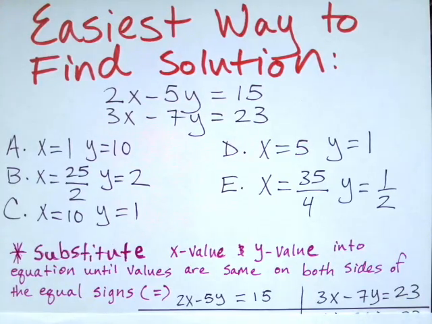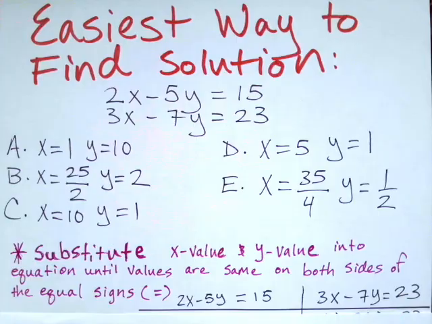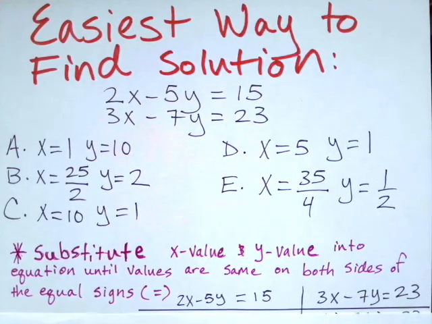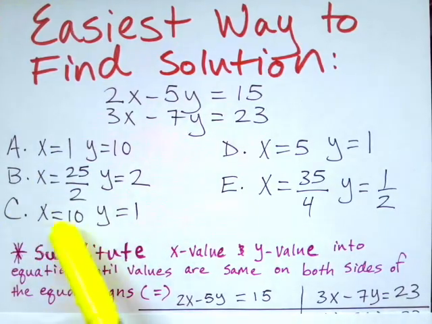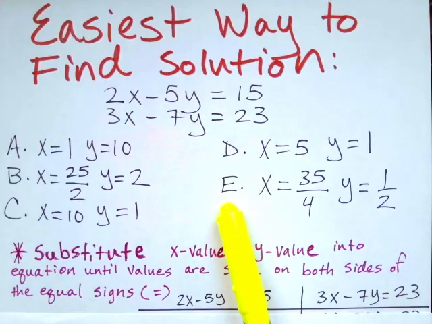Welcome back to part 5 of solving systems of equations. I tried to do some graphing of these two systems of equations, and it was nasty. A lot of fractions. I didn't want to discourage any students and get too involved, going too in depth. So I just wanted to show you the elimination method, the substitution method, and this is the easiest way to find the solution to A, B, C, D, or E answers.